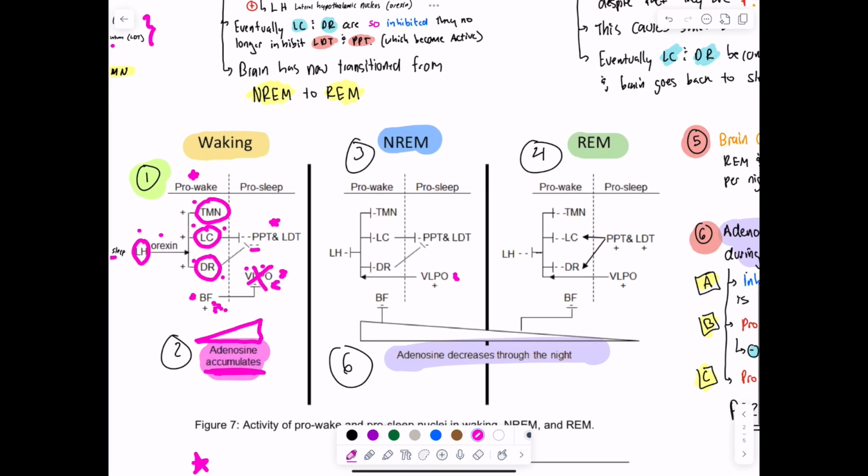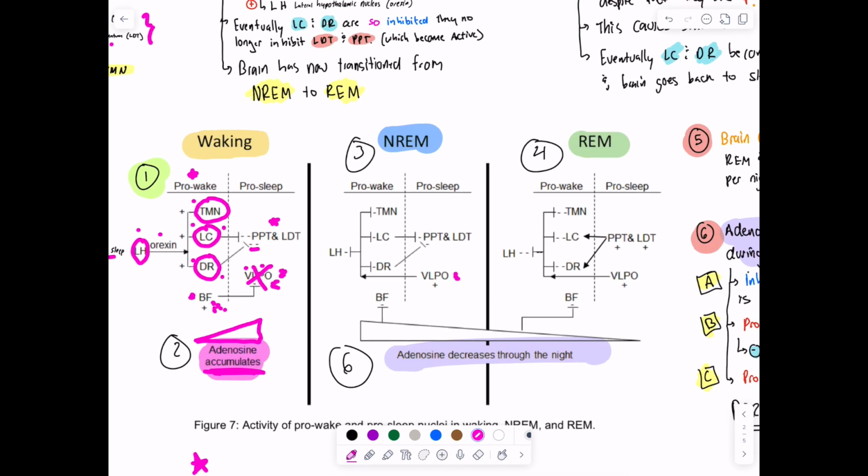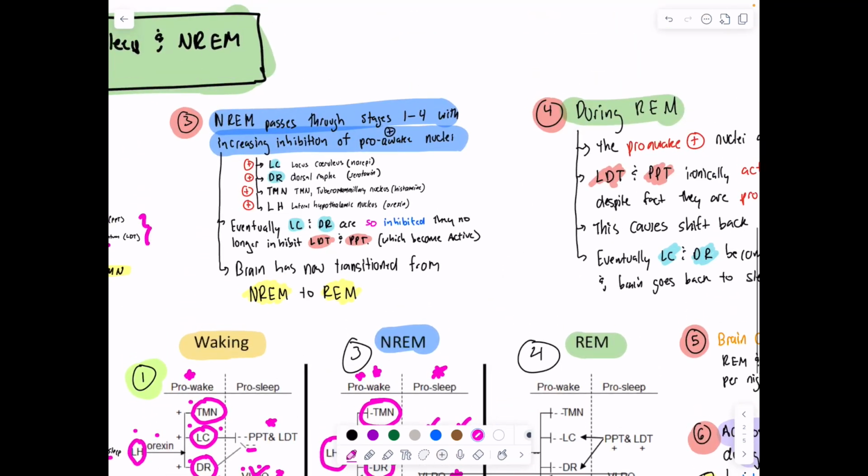Let's take a quick look at that. Adenosine has reached its peak, and it's going to decrease throughout the night, as we'll see in just a second. Its high value is inhibiting the basal forebrain, which is pro-awake. VLPO is now no longer inhibited, so it inhibits the pro-awake nuclei. If locus coeruleus and dorsal raphe are inhibited, they are no longer able to inhibit PPT and LDT, which are pro-sleep nuclei. So you can see how adenosine has changed everything, and now we are pro-sleep. It's a good thing to be asleep.